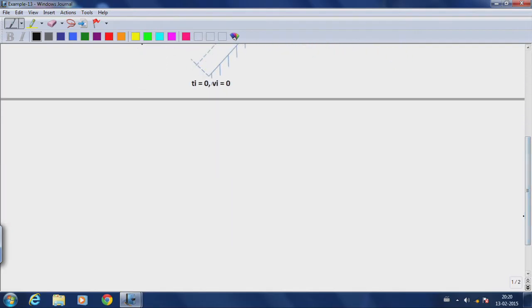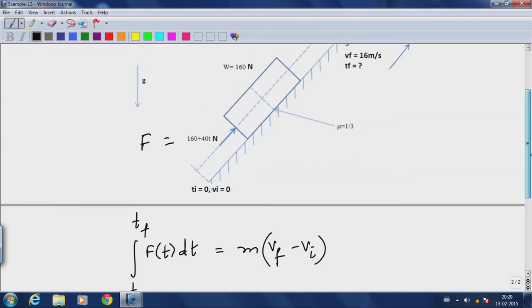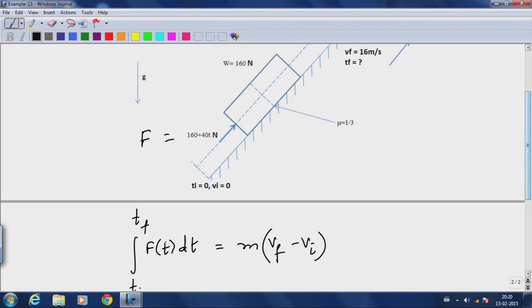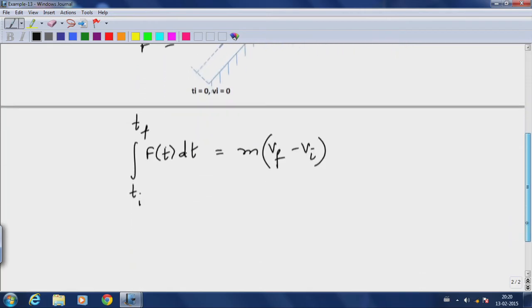Okay. So, this is the prime candidate for our impulse momentum formulation, because the force is time varying, but I have to be a little careful here. This F, which is 160 plus 40 t, is not the only force acting on this block. So, in order to make sure I have a picture of all the forces acting on the block, I have to draw a free body diagram.